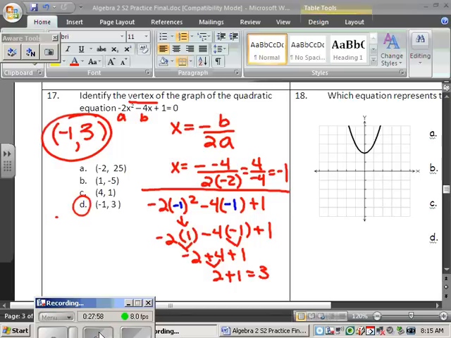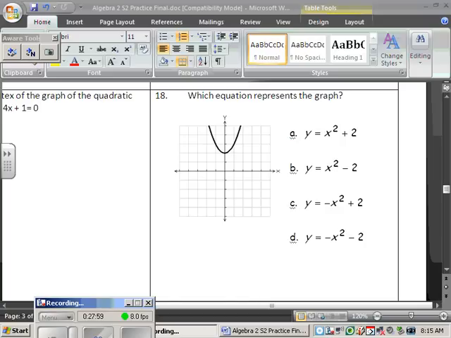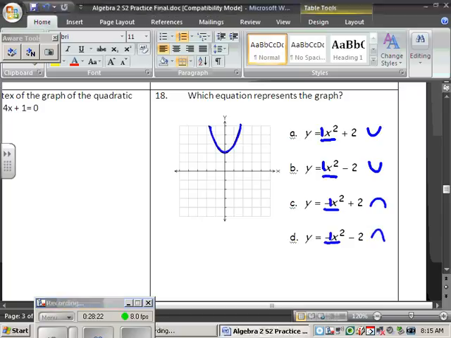Number 18, it says, which equation represents the graph? So there's a couple things you want to remember from what you learned about graphing quadratic equations. Number 1, when the number in front of x squared is positive, then the parabola opens upward. When the number in front of x squared is negative, then the parabola opens downward. So notice this parabola is opened upward, which means it's not going to be C or D.